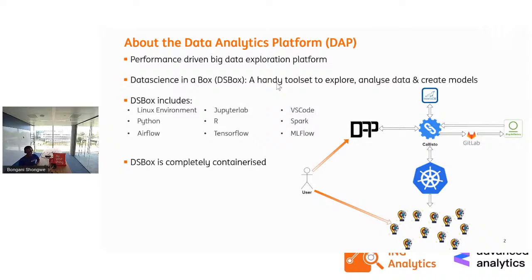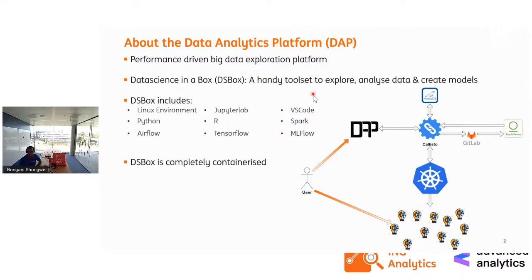Data science in a box, or DS Box for short, is a handy tool set to explore and analyze data and create models. DS Box includes a Linux environment with JupyterLab, VS Code, Python, R, Spark, and all kinds of flow, including Airflow, TensorFlow, and MLflow. DS Box in itself is completely containerized, and it runs on our powerful Kubernetes cluster.